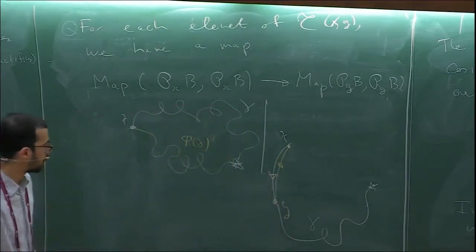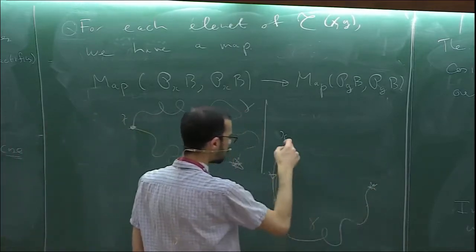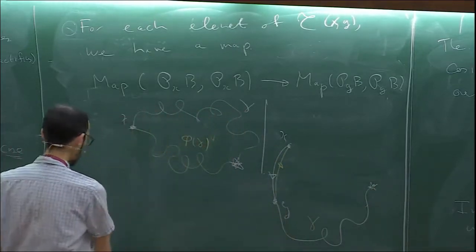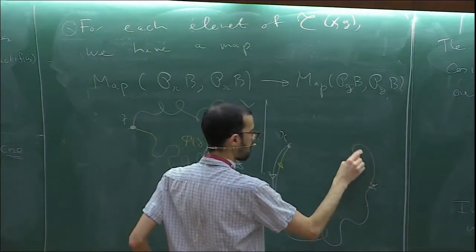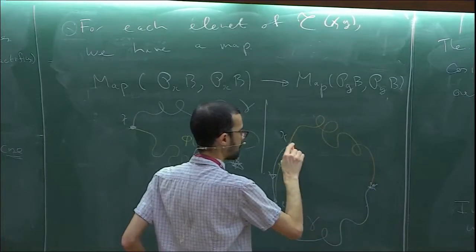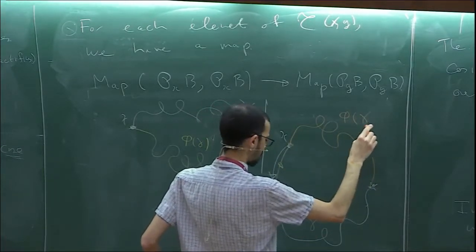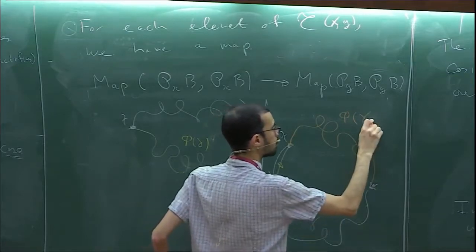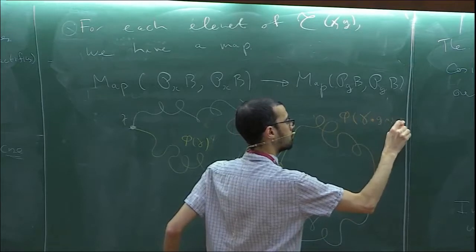I concatenate with the gradient trajectory. So now I have a path from the base point to x. And then, once I do that, I can apply phi. Phi of gamma, which is this gamma here, dot with the gradient flow line.